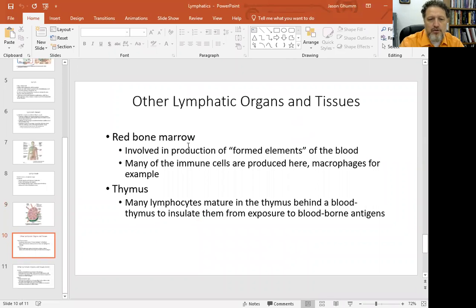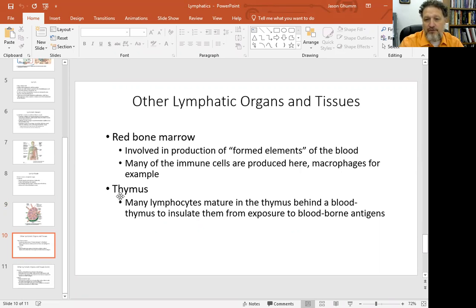Some other tissues: you have your red bone marrow. If you remember back when we did the skeletal system, this is where blood is formed. We talked about that when we did blood. And most of our immune cells are actually produced here. Okay, they might mature other places, but most of them are produced right here.